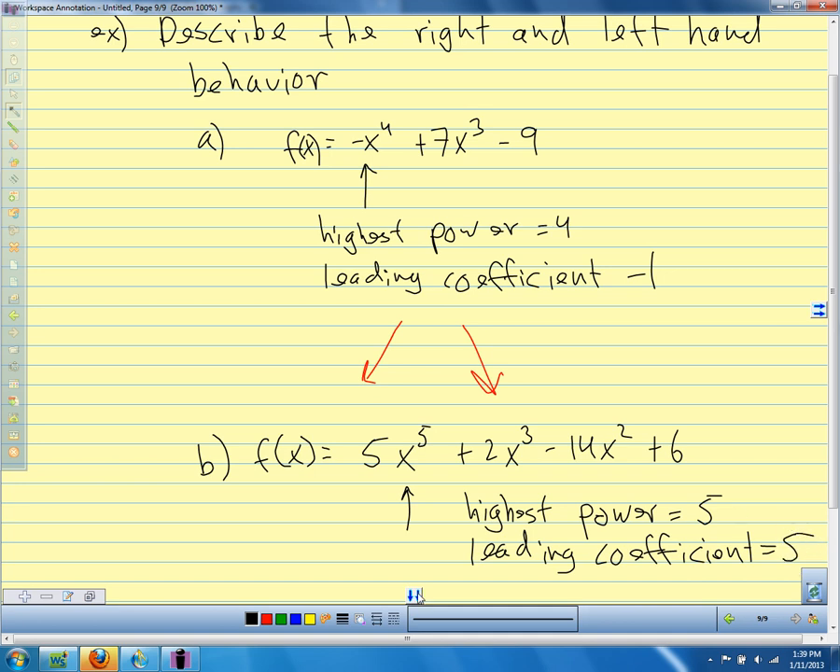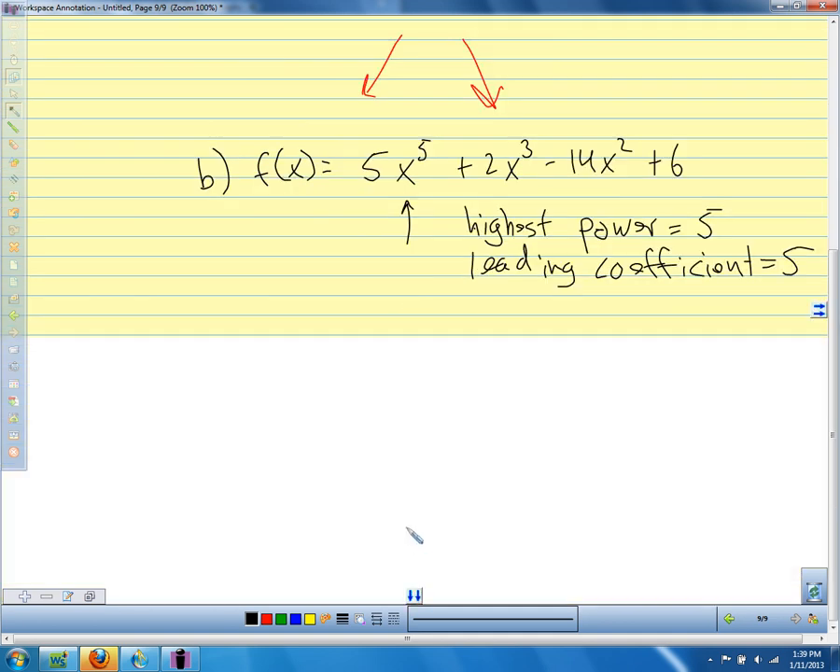And 5 is positive. So our end behavior: n is odd, our leading coefficient is positive, so our end behavior is going to be down on the left, up on the right. So we're not worried about what the graph does in between. It can do all kinds of other stuff in between. All we're worried about is what happens eventually. If we go way far to the left or way far to the right, this is going to be our end behavior.